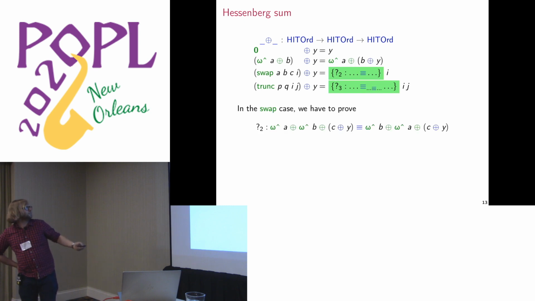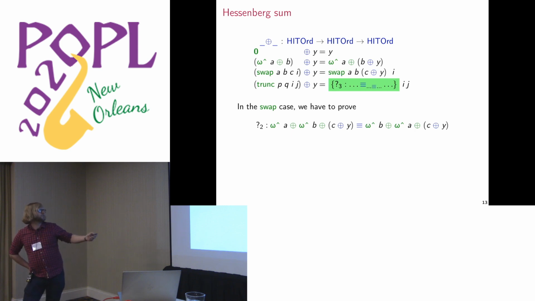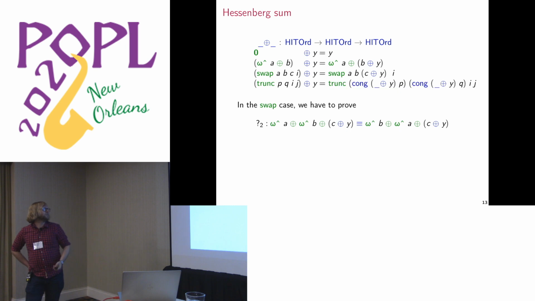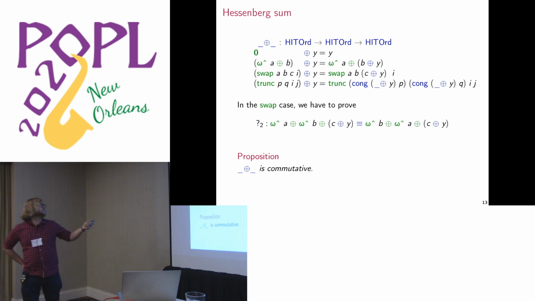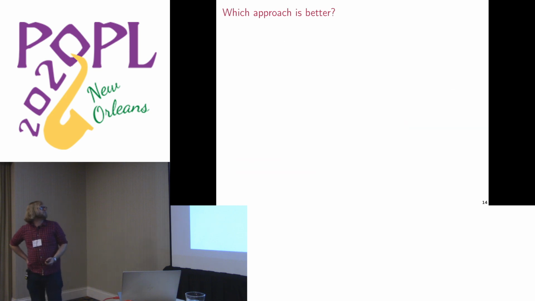And then here we have to show that we give the same result if we swap, but this is another instance of swap. And truncation is similarly quite easy. And then you can prove that this is commutative. So this is easy to define on this representation, but quite hard to define on the other representation. Okay, so which one is better? And the answer is all of them.